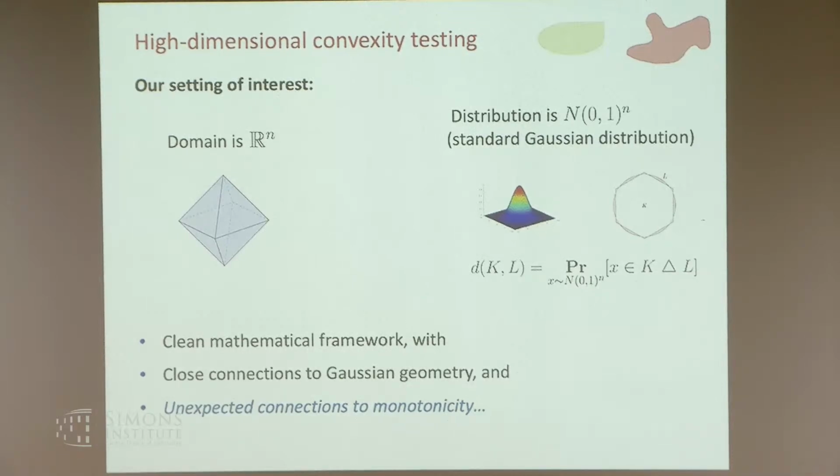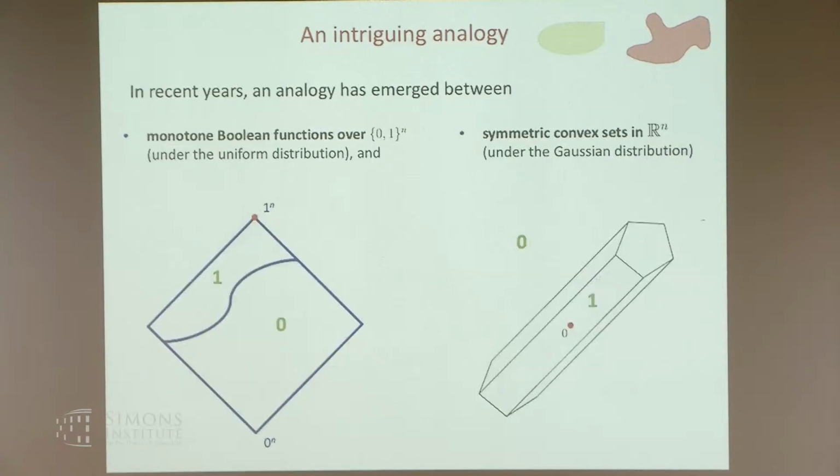Again, it's mathematically very clean. It has close connections to Gaussian geometry, and maybe unexpectedly, or maybe not unexpectedly, if you went to Shivam's talk at 2 o'clock today, it turns out to have a lot of connections to the study of monotonicity. And I think these connections should be further exploited and further understood. So let me tell you a little bit about this analogy, which has emerged in recent years. It's an analogy between monotone Boolean functions, where we think about the uniform distribution as the ambient distribution over inputs, and symmetric convex sets in Euclidean space, where I have the Gaussian distribution as the ambient distribution. They don't always have to be symmetric, but for now, think of it as symmetric.